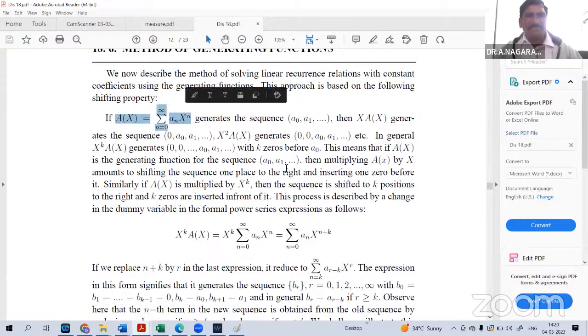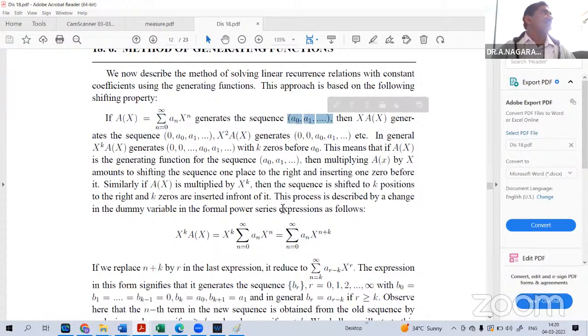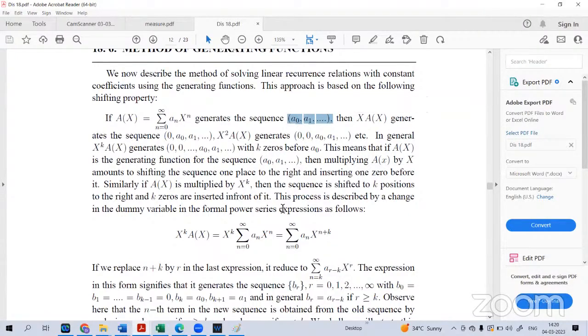In this generating function, the sequence terms are the coefficients. The coefficients form a recurrence relation. The coefficients I am taking are a1, a2, and so on.